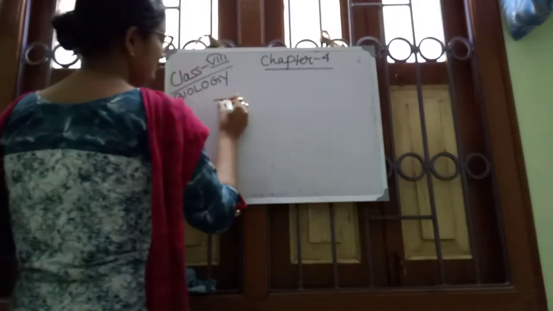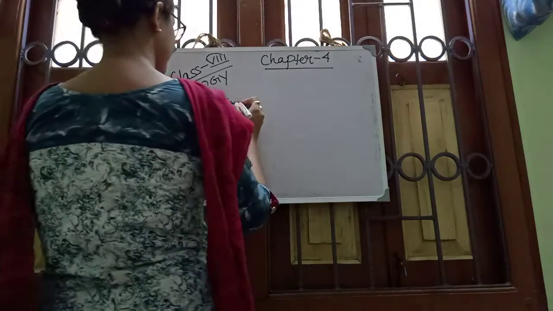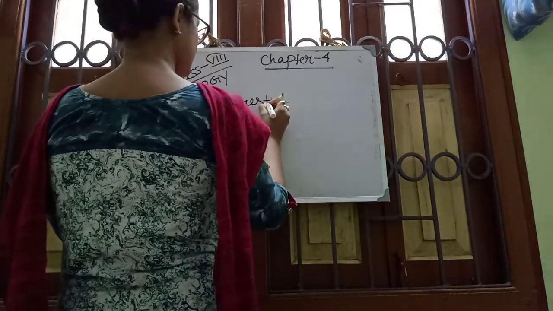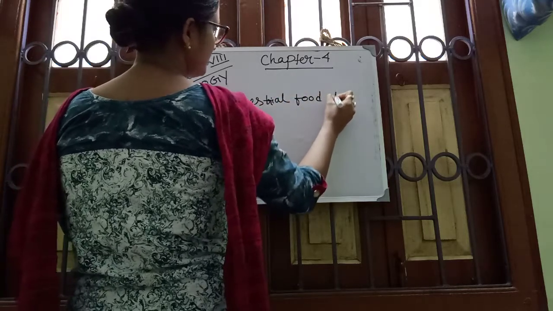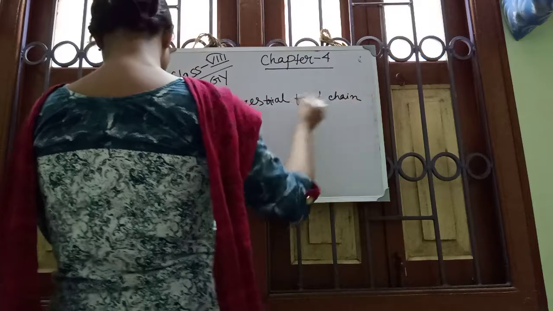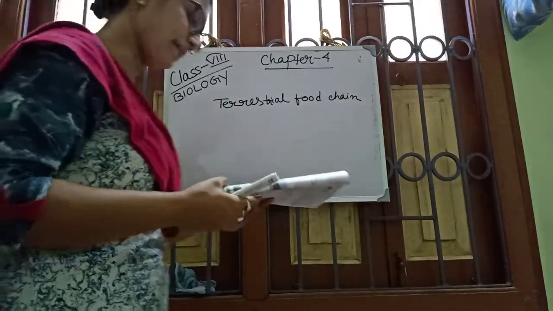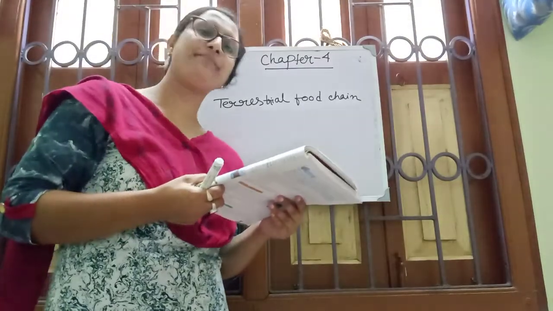This is the terrestrial food chain. What is the terrestrial food chain? In the terrestrial food chain, the plants are eaten by rabbits, which in turn are eaten by snakes, which are eaten by eagles. This is a food chain.